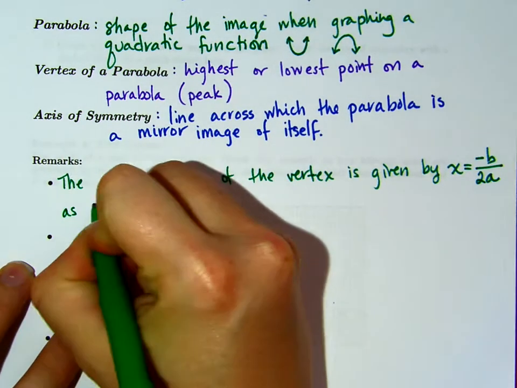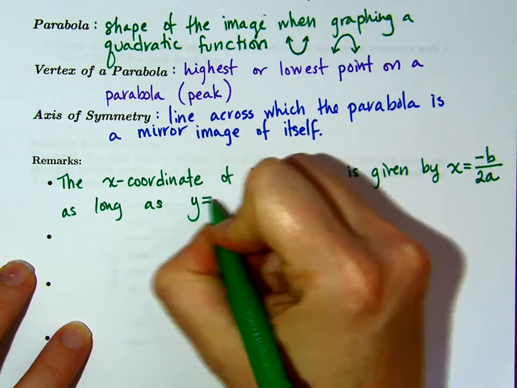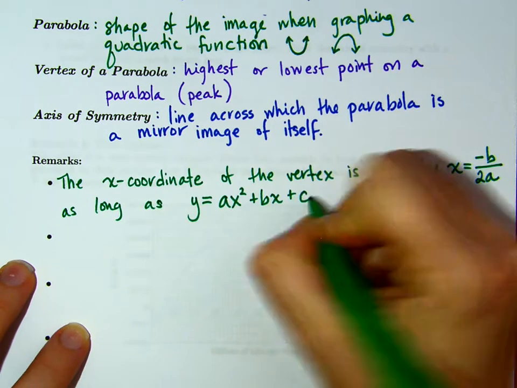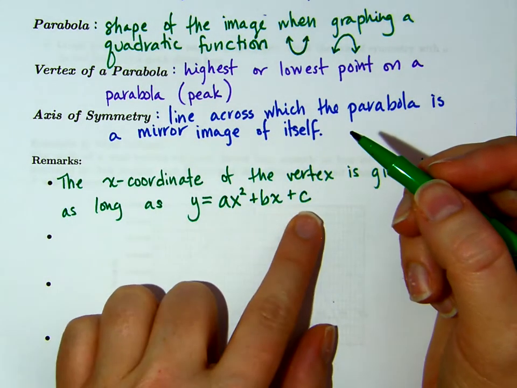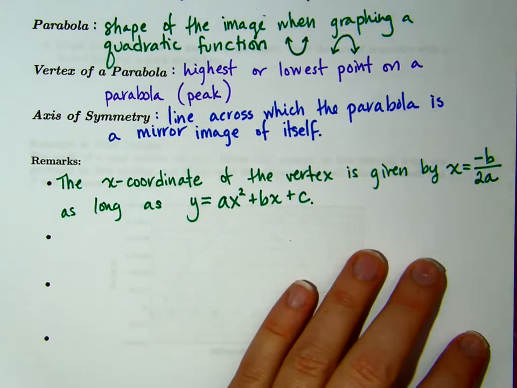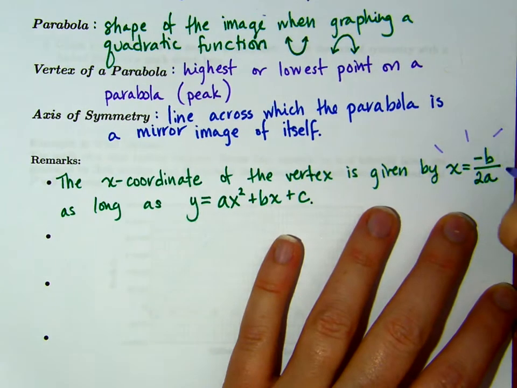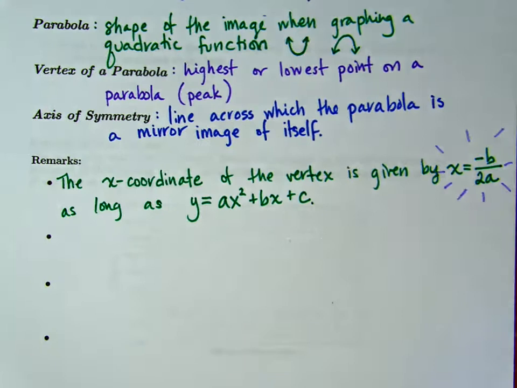So as long as y equals ax squared plus bx plus c. So a number of x squareds, b number of x's, and c number of regular units, or whatever. Okay, so a little bit of a formula here. I realize it doesn't seem important, but we'll probably need it along the way here.